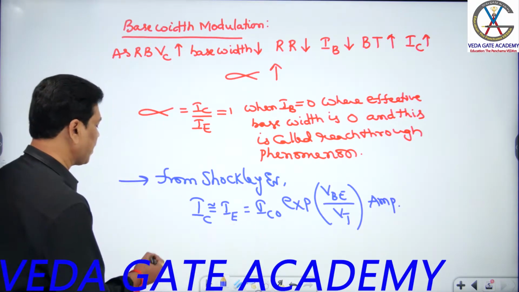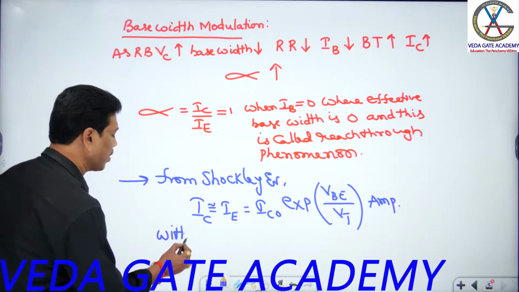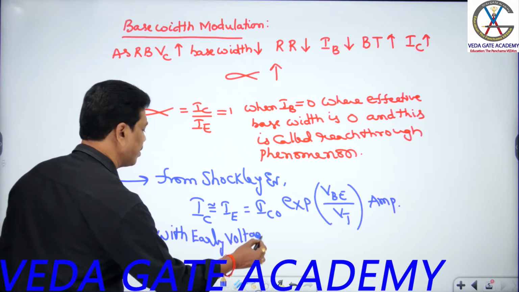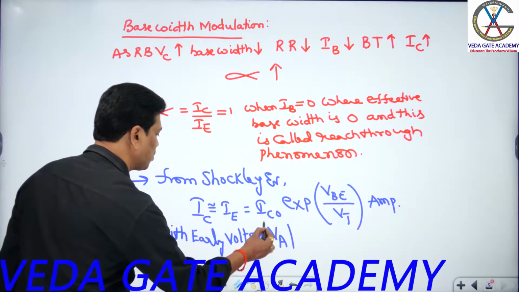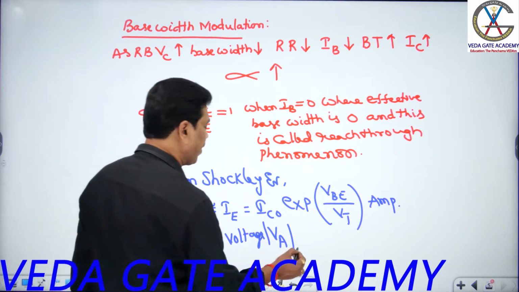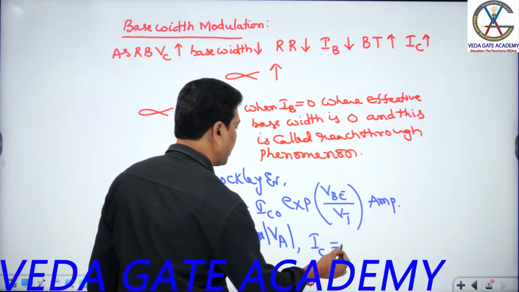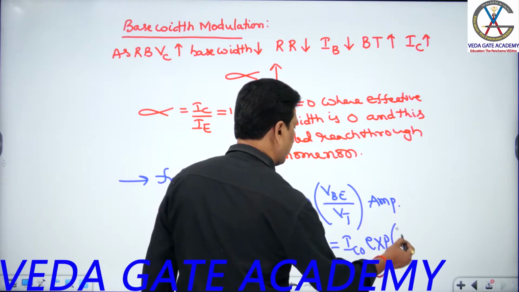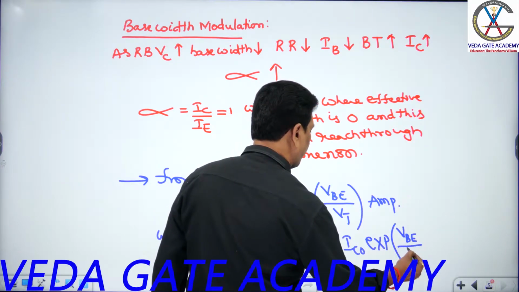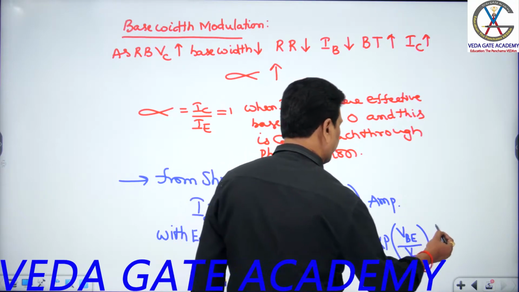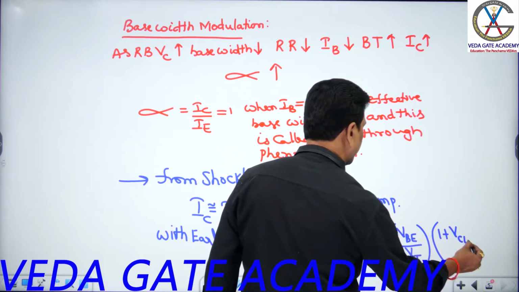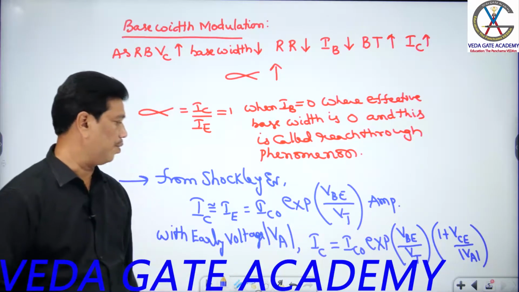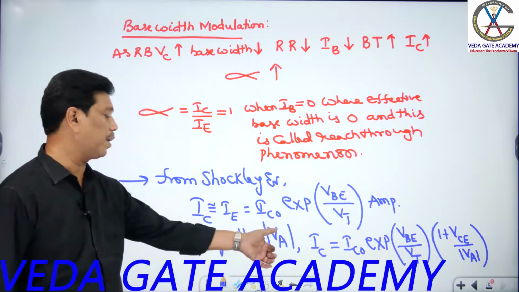Suppose I wanted to expand this with the early effect, the same formula is written like this, with the early voltage, some VA. Commonly VA is negative, students, so you take the modulus. This is the modified formula for the expression for collector current: IC equals IC naught into exponential of VBE by VT into 1 plus VCE by modulus VA. This is the formula for collector current taking the early voltage into account.